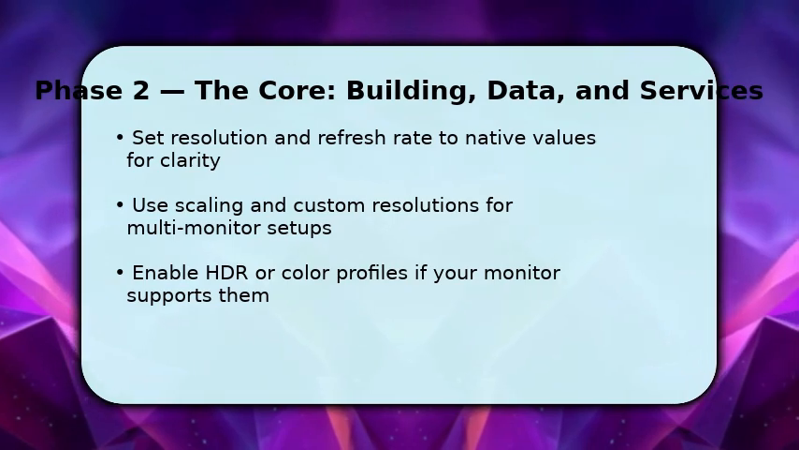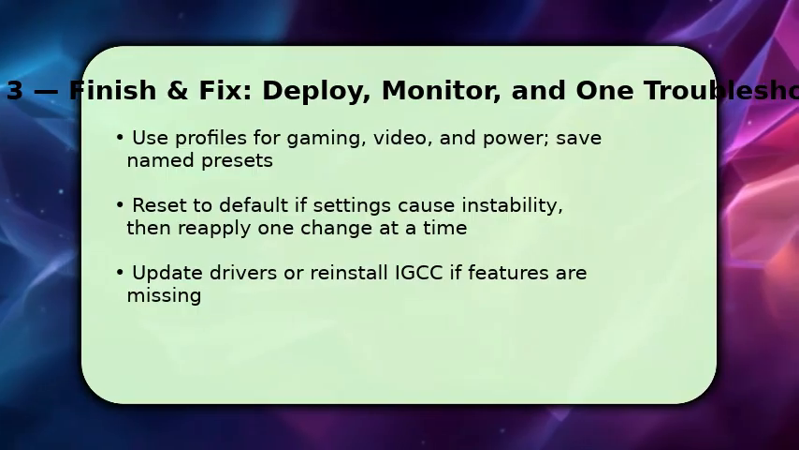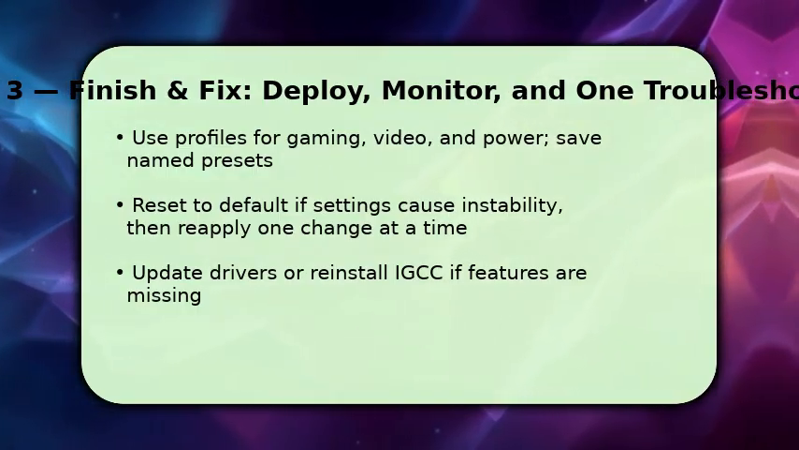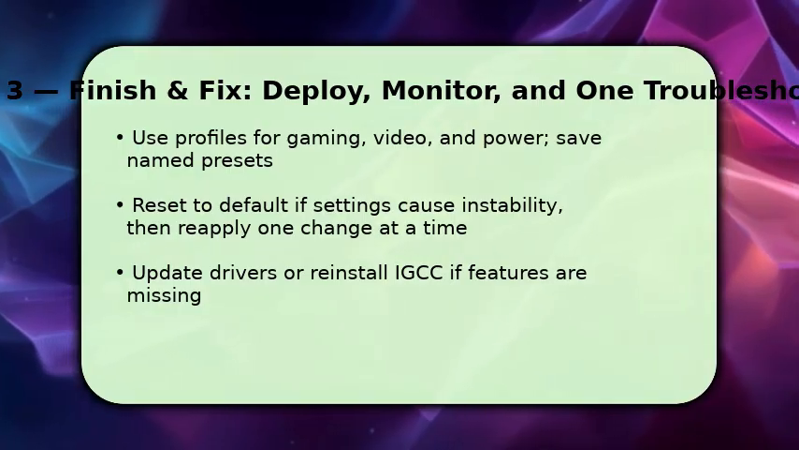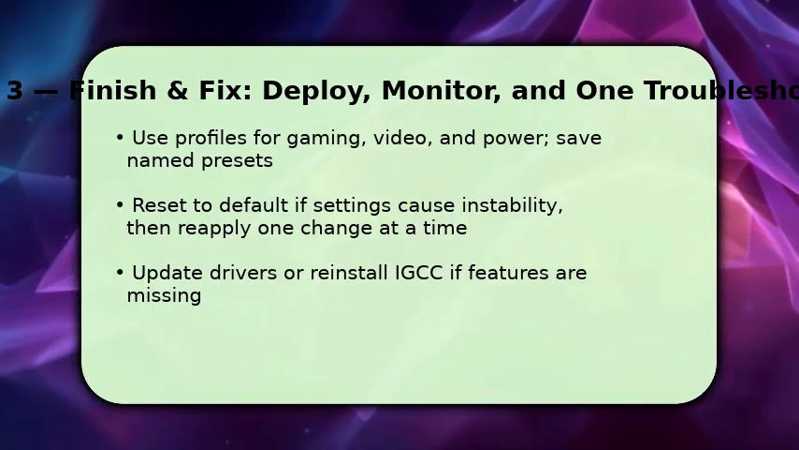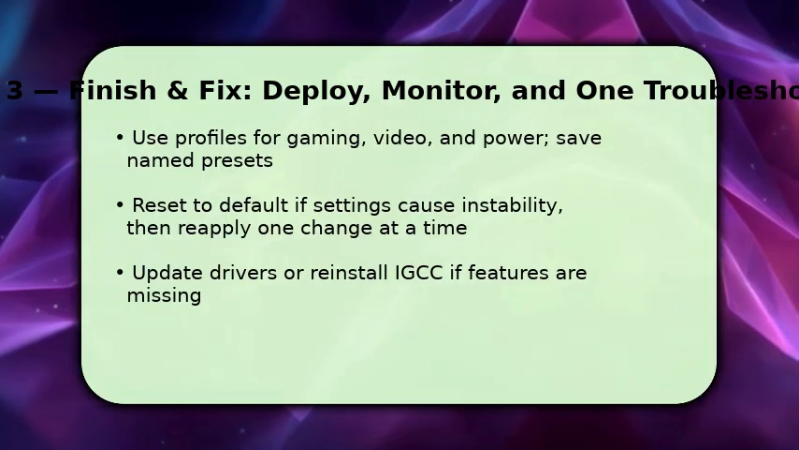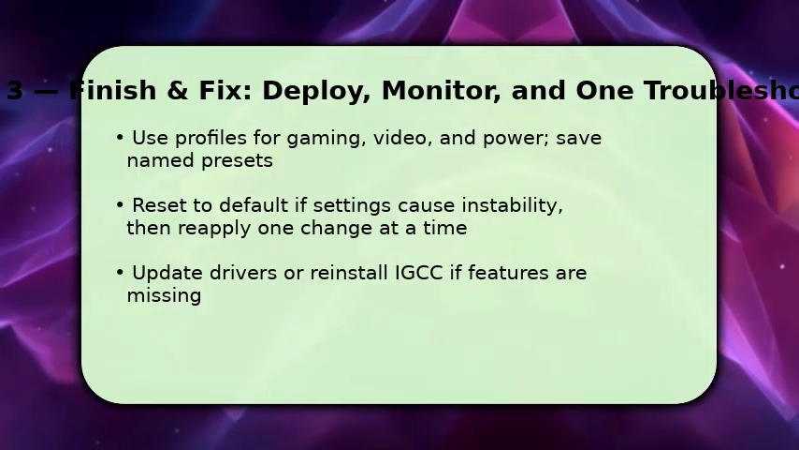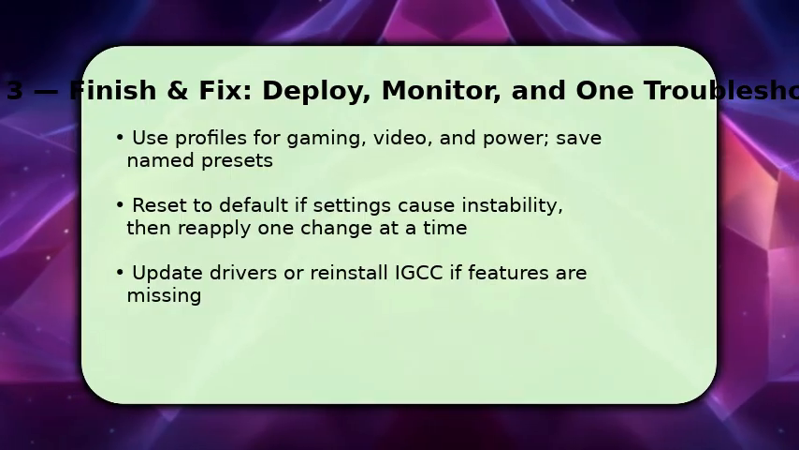Finalize by creating and saving profiles for different tasks, gaming, video editing, or battery saving, so you can switch quickly. Test a profile. If a setting causes flicker or crashes, reset to default and reapply changes one at a time to isolate the issue. If features still disappear, update the GPU driver or reinstall the Intel Graphics Command Center. One key troubleshooting tip: use Device Manager to roll back or reinstall the display driver when the app won't.